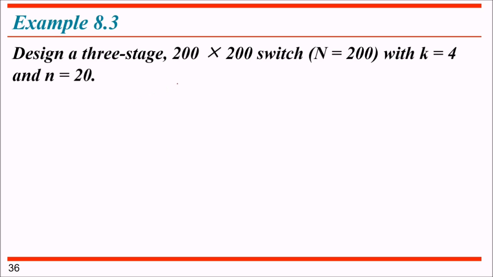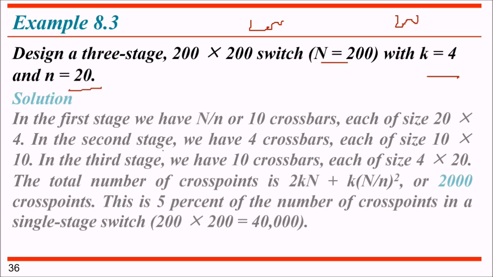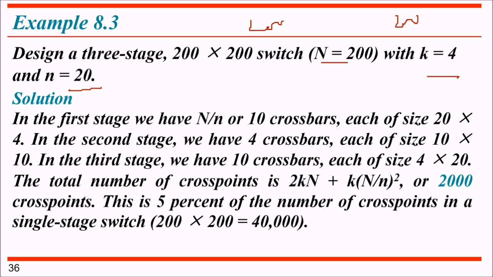To design a 3-stage 200 by 200 switch, that is N equal to 200, 200 inputs, 200 outputs, with K equal to 4 and n equal to 20, and we have just seen the formula. In the first stage we have capital N by n, or 10 crossbars, each of size how much? 20 into 4, that is this n into K.